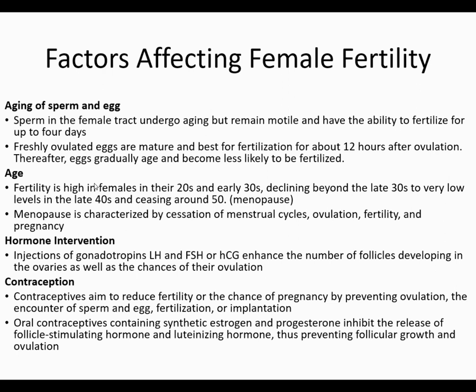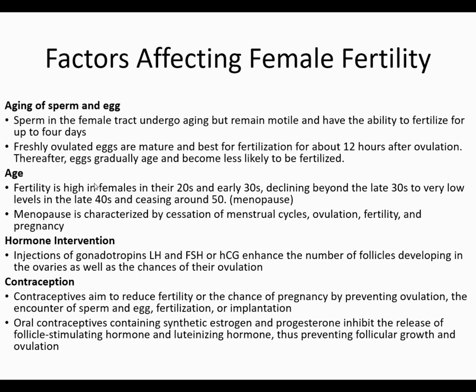Age is very important for females. Fertility is highest in females in their 20s and early 30s. It declines beyond age 30 or late 30s to very low levels in the 40s. And then around age 50 is when a female goes through menopause. Menopause is characterized by cessation of menstrual cycles, ovulation, fertility, and pregnancy. To promote fertility, some females will inject gonadotropins, LH, FSH, or hCG to enhance the number of follicles that they develop in the ovaries, which would also increase the chance of ovulation.